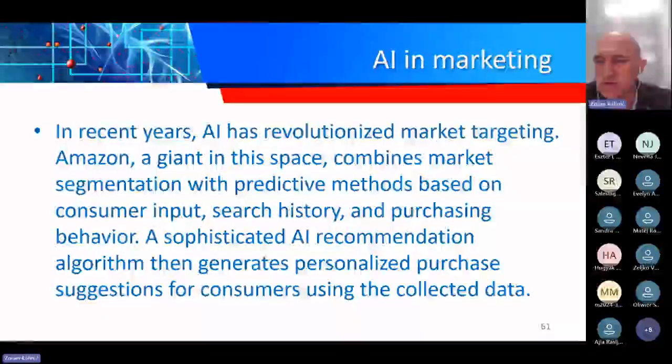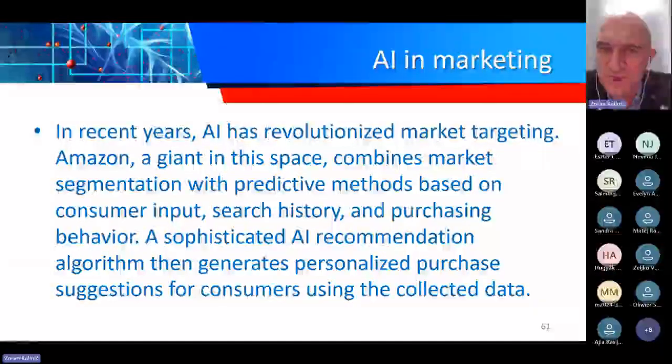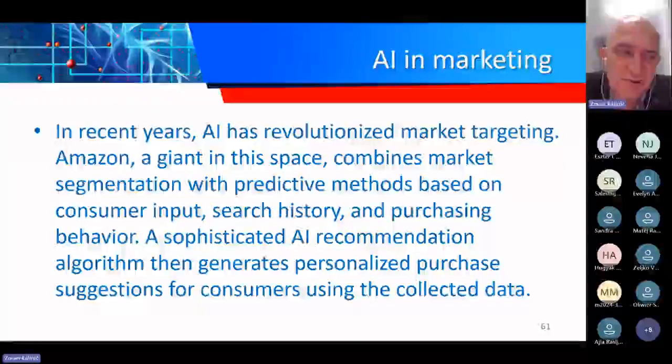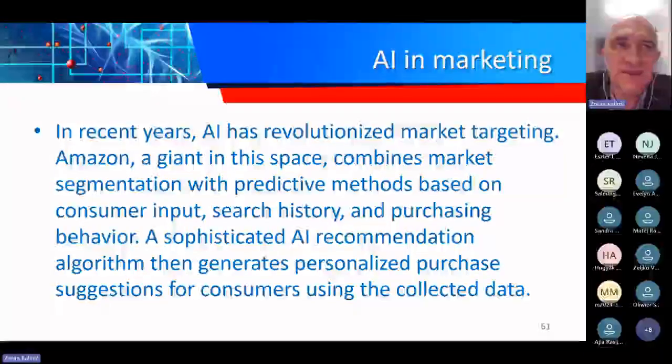Again, when we are speaking about targeting, based on different predictive methods, which are based on consumer input, search history, and purchase behavior. We will talk more next time about recommenders, but contemporary systems track your behavior on the internet. So all these companies, Facebook, Amazon, Google, actually are tracking you. What are you clicking? What are you looking at? What are you buying? And all this data is collected in your so-called profile.